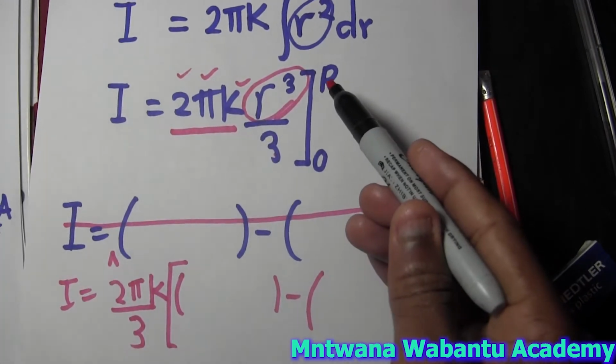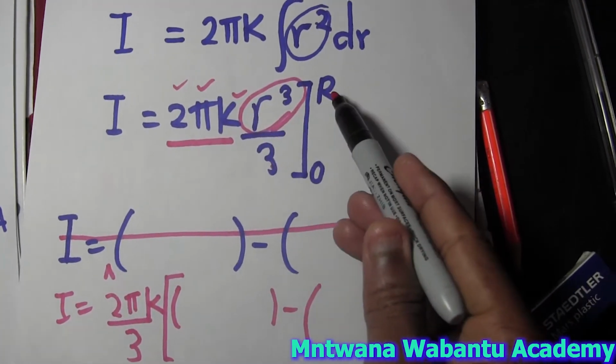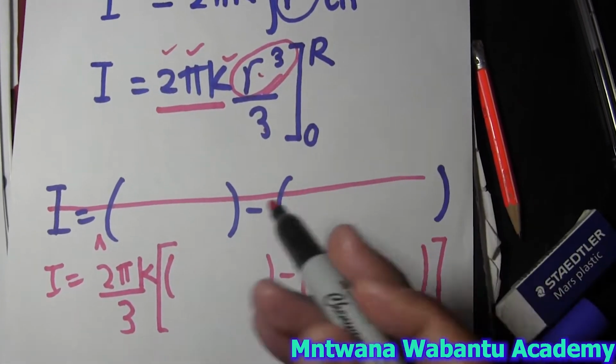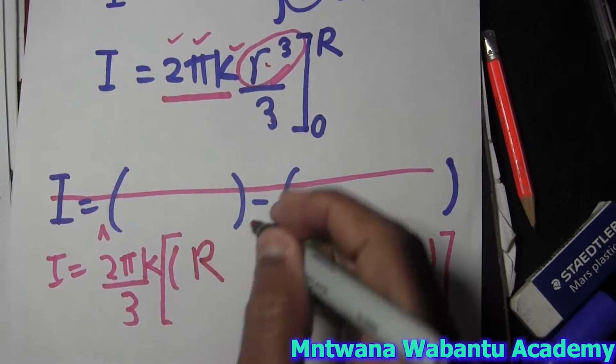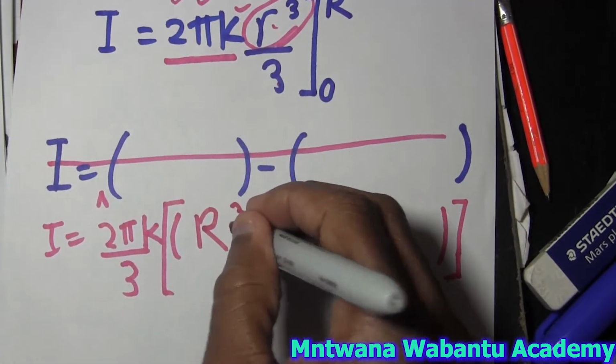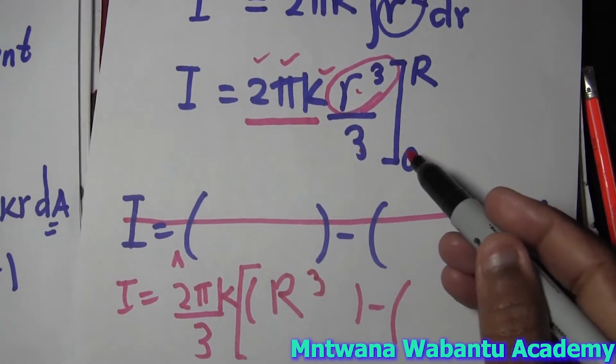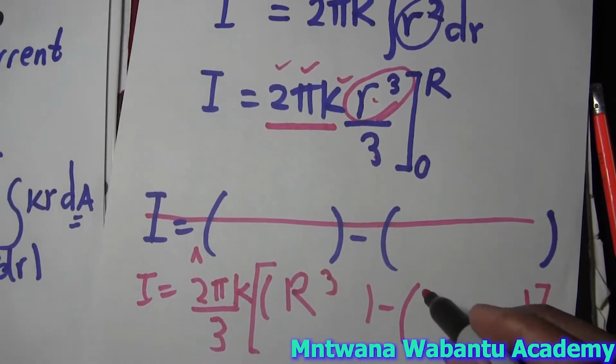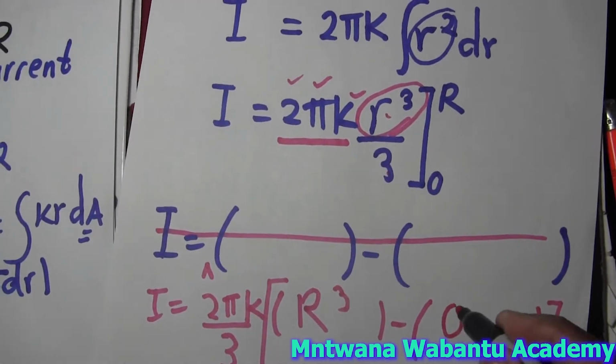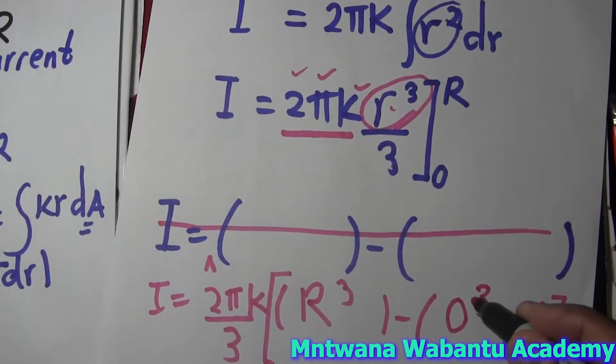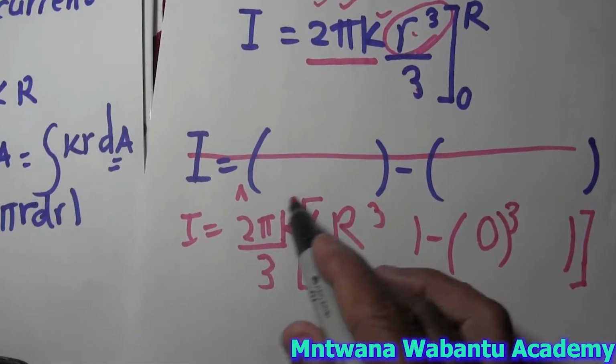Okay? You know what I'm saying? So it's going to be R. Our upper limit is R. We're going to substitute in here. So it's going to be R cubed, which is the upper limit, minus our lower limit. Our lower limit is going to be 0, and 0 cubed. So all this in the bracket.